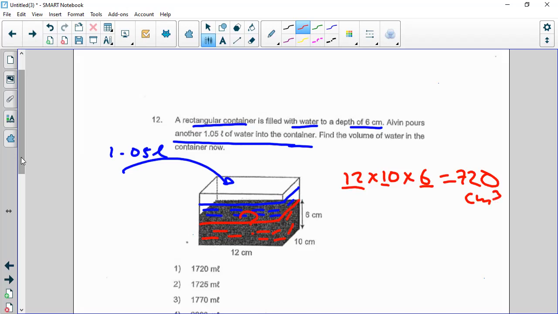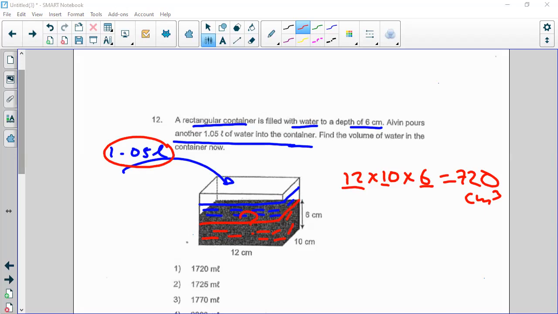Okay, then you're going to take 1.05 liters plus 720 cm cube. But you cannot plus. Why cannot plus? Because it's liters. Every time you want to plus, minus, divide, or whatever, you have to make sure that all the units are the same, right? Everything all cm cube or everything all liters.